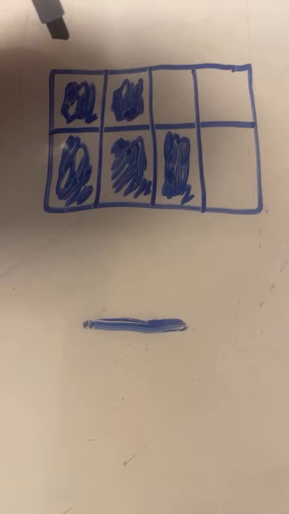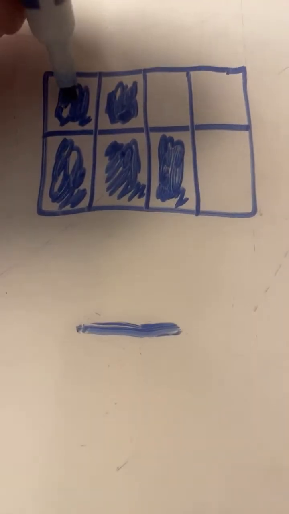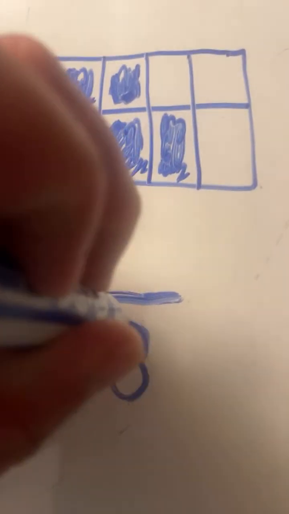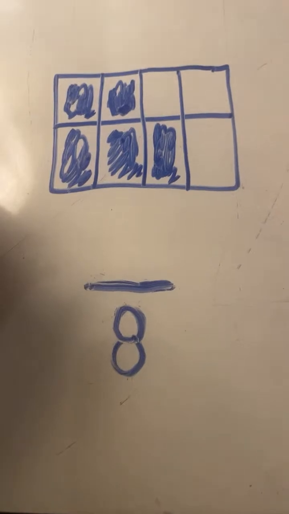So for this shape, I am going to count the total number of pieces. So I'm counting the shaded and unshaded parts of the shape. Ready? 1, 2, 3, 4, 5, 6, 7, 8. So we have 8 total pieces here. 8 is our denominator.